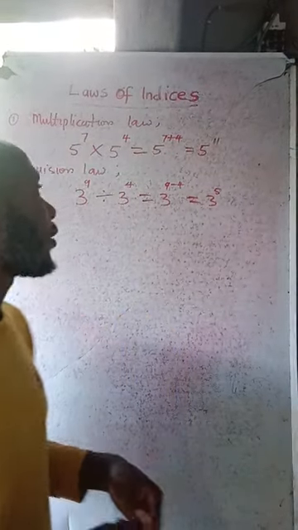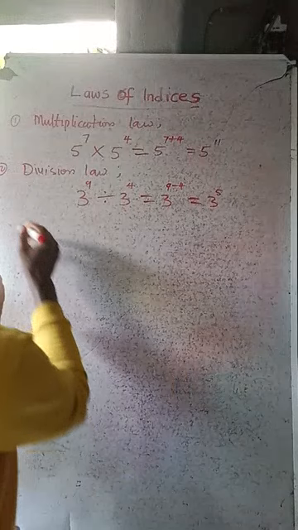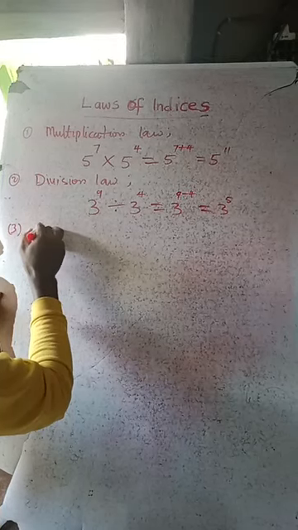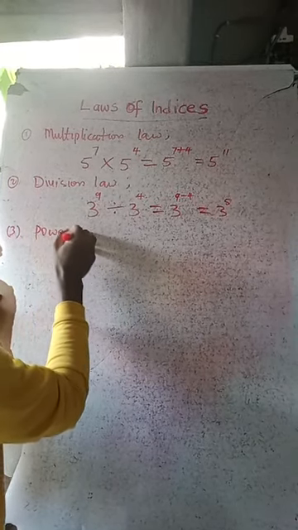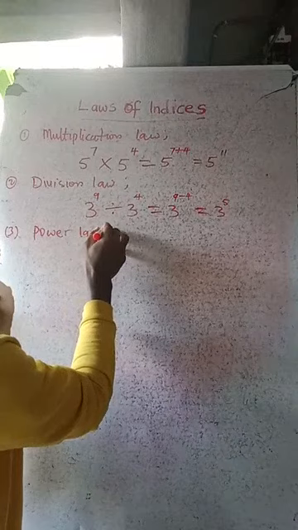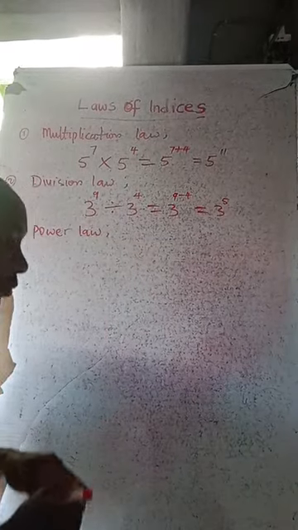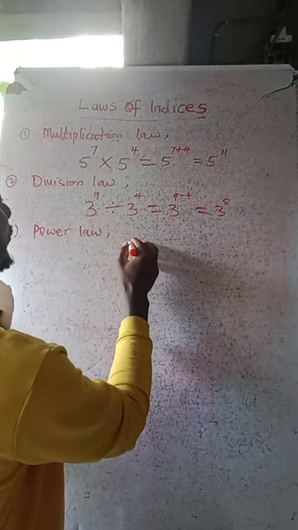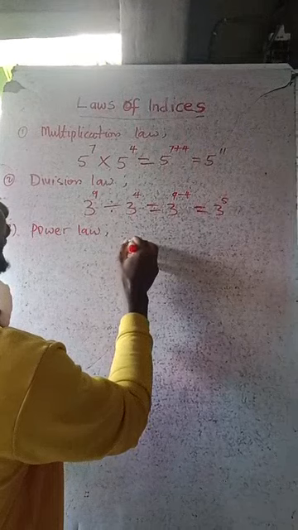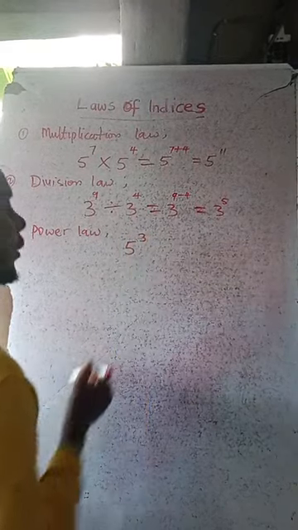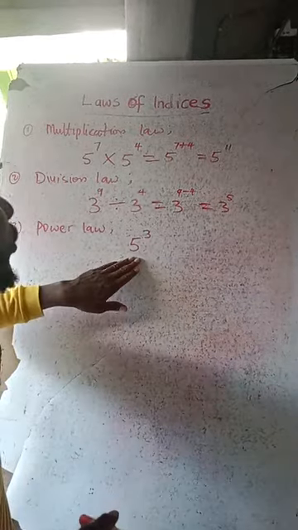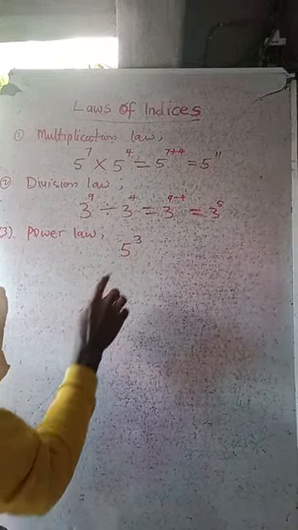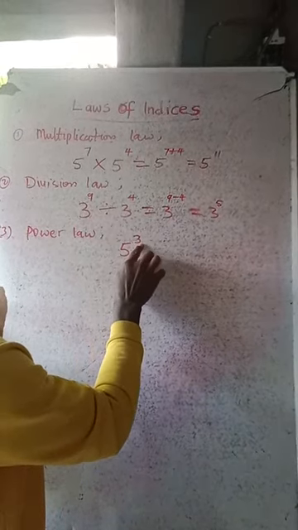All right. So the next law we are going to talk about is number 3, the power law. For instance, if I have 5 raised to the power 3, look at it. Why it is called the power law is this: this is the base and this is the power.